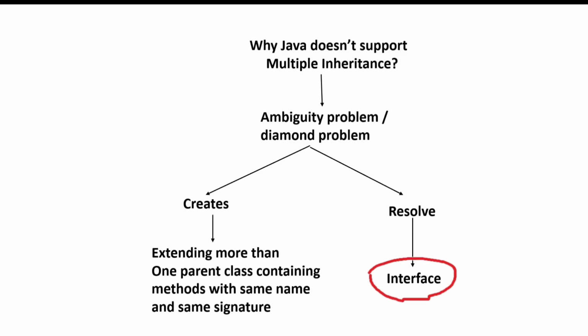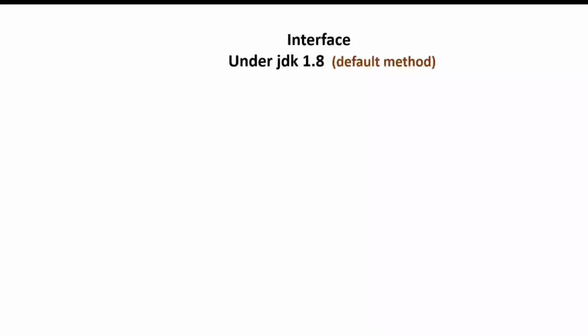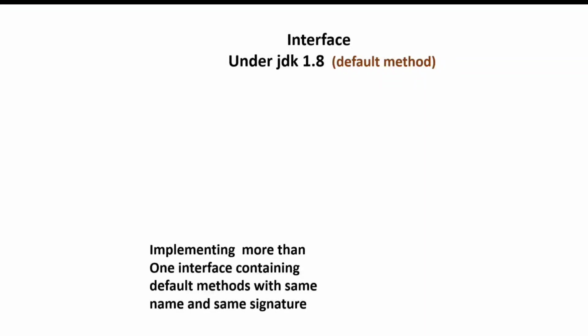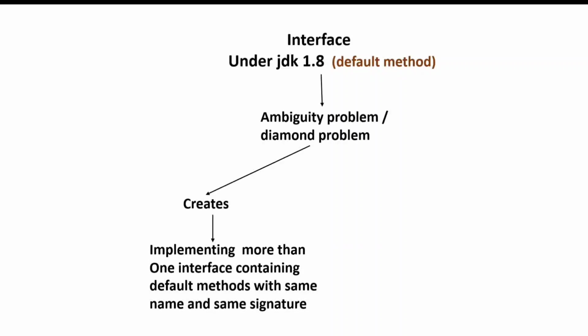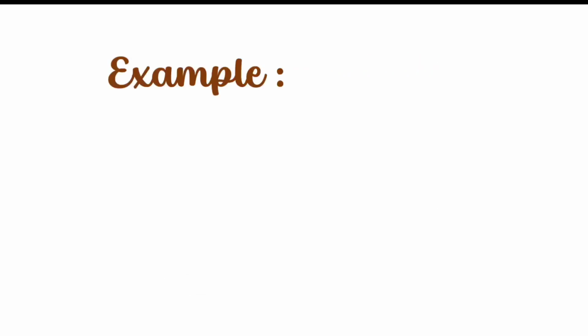But under Java version 8, Java introduced default method in an interface. So if a class implements more than one interface containing default methods with the same name and same signature, then again the ambiguity problem will be created, right? So how can we resolve this diamond problem created because of default method? All we are going to discuss in this tutorial. So just keep watching till the end. First let's discuss the problem created because of default method and then we will discuss the solution. Let's discuss it directly through an example.